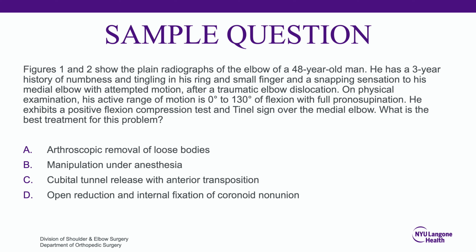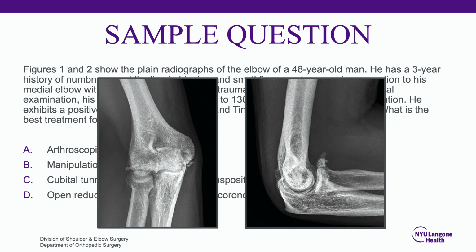On physical examination, his range of motion is 0 to 130 with full forearm rotation. He has a positive flexion compression test and Tinel sign over the elbow. What is the best treatment option for this problem? This is what his x-rays look like. You can see that he does have some arthritis with osteophytes as well as most likely some loose bodies. And clearly you can see some loose bodies right here on the anterior aspect of the coronoid fossa.